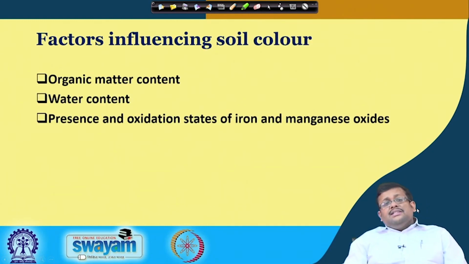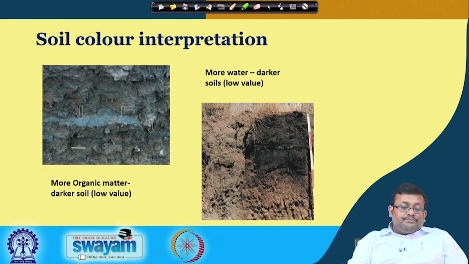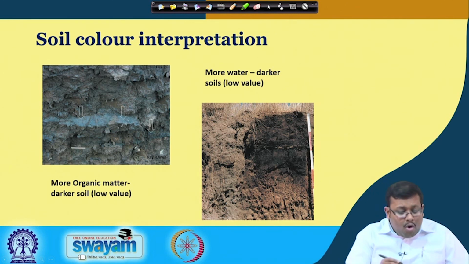Now, different factors influence soil color. For example, based on the percentage of organic matter content, soil color would be different. Water content plays an important role in soil color. So, whenever you are measuring the soil color, it is important to write down the wetness condition, and also the presence and oxidation states of iron and manganese oxides are very important from the soil color point of view.